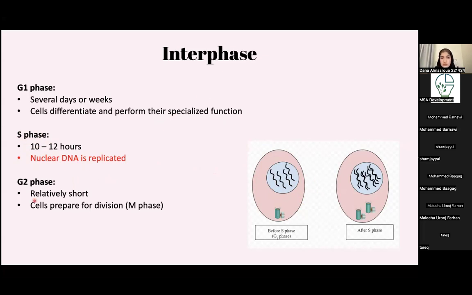And then the G2 phase is relatively short. It's the shortest. And here the cells start preparing for division, which makes total sense because it's the last phase of the interphase and it's just before starting our M phase, meiosis or mitosis, depending on the cell.